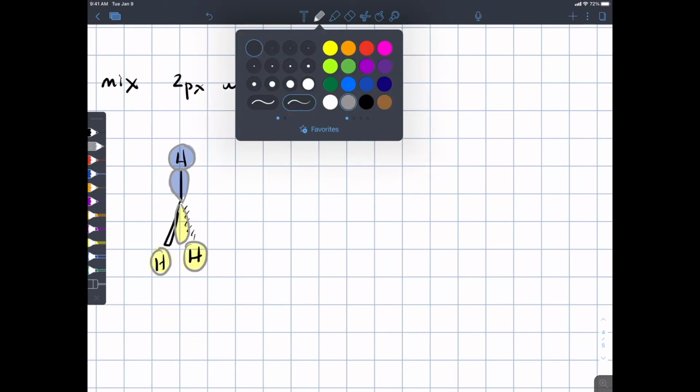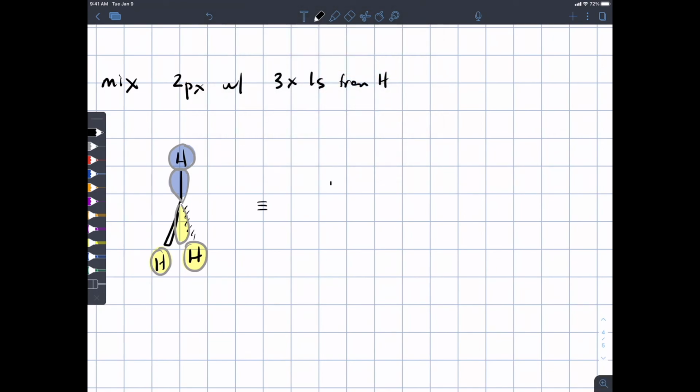In reality, if we were to draw what this orbital looked like without trying to draw the individual atomic orbitals that they come from, we would see a lobe up here, a node at the nucleus, and then a lobe down here that encompassed both of those hydrogens. So interestingly, it kind of looks like just a regular p orbital with an inflated lobe on one side that encompasses those hydrogens. All right.